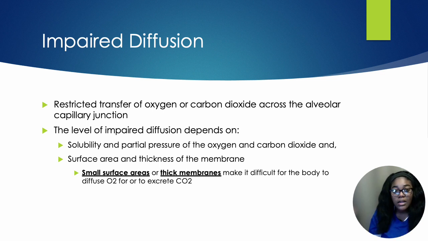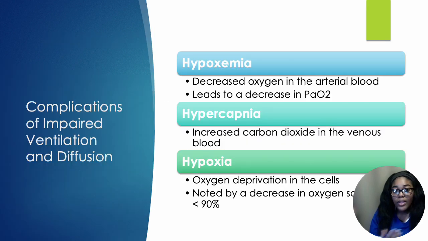When you have impaired ventilation and diffusion, they both result in hypoxemia, which is decreased oxygen in the arterial blood, in which you'll see a decrease in the partial pressure of oxygen. It leads to hypercapnia, which is the increase of carbon dioxide in the venous blood, and you'll see increases in the partial pressure of carbon dioxide on your ABG. And with hypoxia, this is the actual deprivation of oxygen in the cells, and it's noted by your oxygen saturation, and normally it's oxygen saturations of 90% or less.